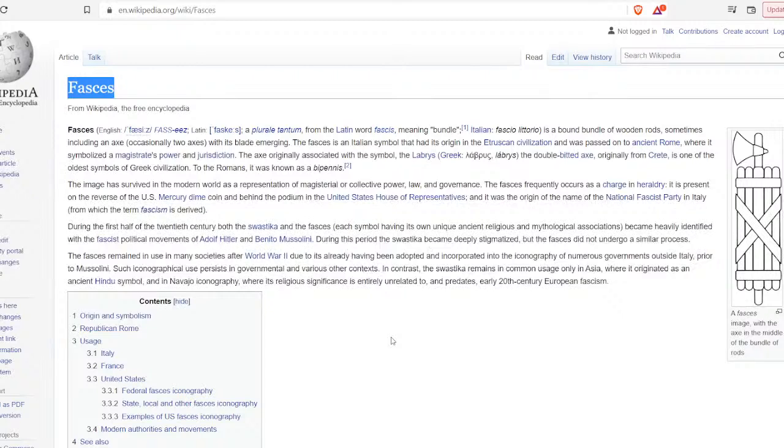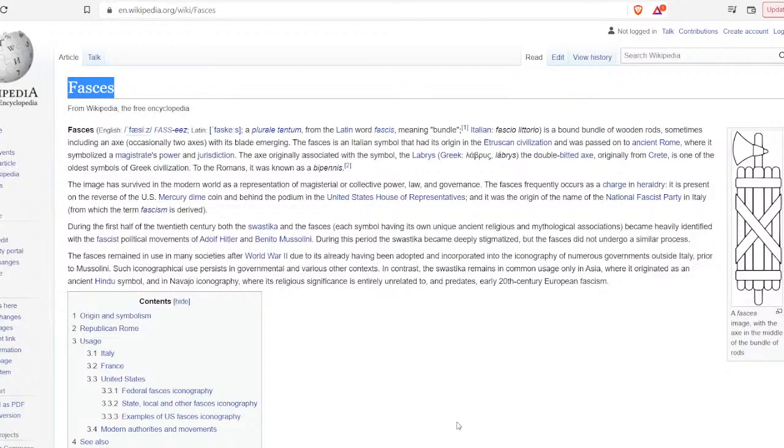The axe, originally associated with the symbol the labrys, the double-bladed axe, originally from Crete, is one of the oldest symbols of Greek civilization. To the Romans, it was known as a bipennis. The image has survived as the modern world's representation of magisterial or collective power, law, and governance.